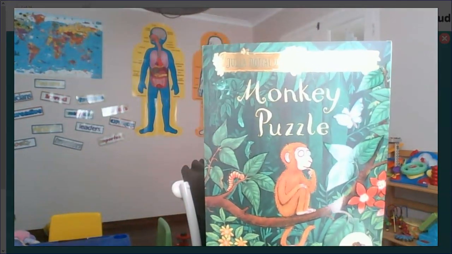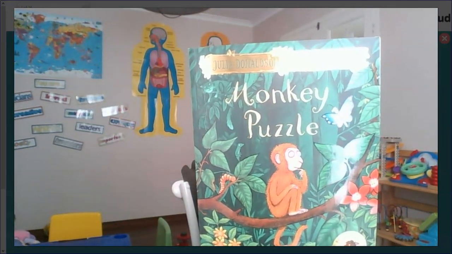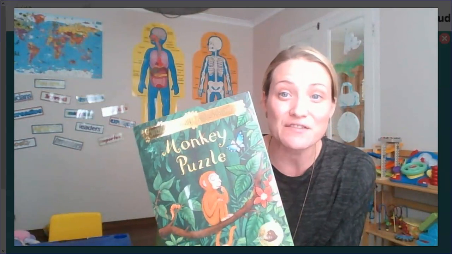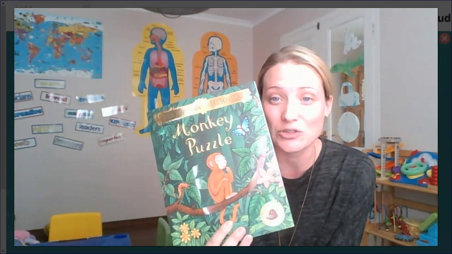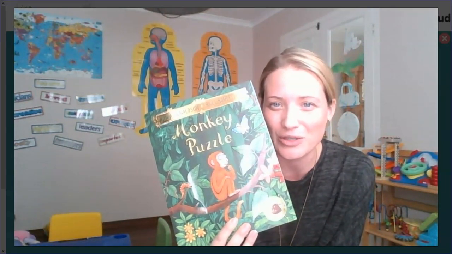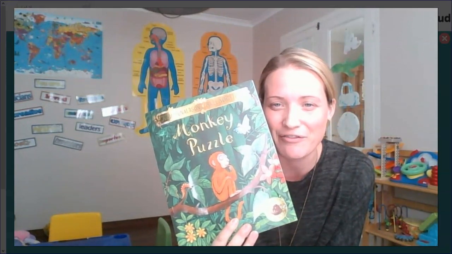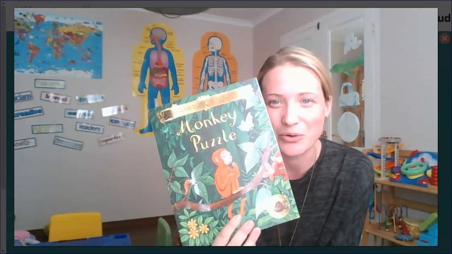Now, last night I was reading to my little girl, I've got a 4-year-old daughter, a bedtime story, and as I was reading it, it struck me that this would be a brilliant starter to today's science lesson. The story is called The Monkey Puzzle, and it's by an author called Julia Donaldson. She's very famous for children's literature. You may know of her story, The Gruffalo. It's probably one of her most famous books.